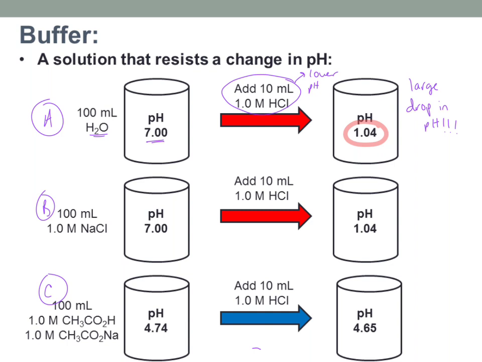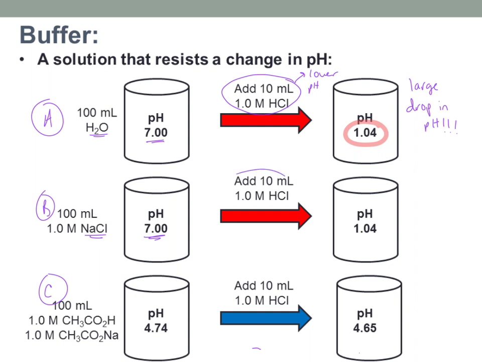If I take a look at solution B here, 100 milliliters of a 1 molar solution of NaCl, right? NaCl is not what we talked about as far as forming buffers. NaCl is just salt, just table salt. It's not a weak acid and its conjugate base. It's only one thing. Its pH is also 7, right? Because sodium chloride is neither acidic nor basic.